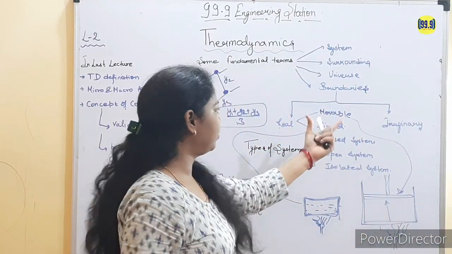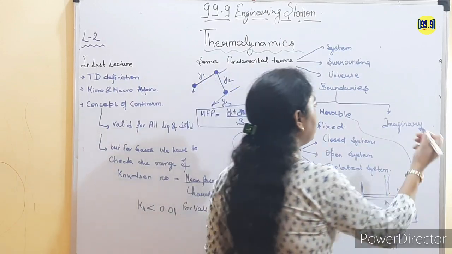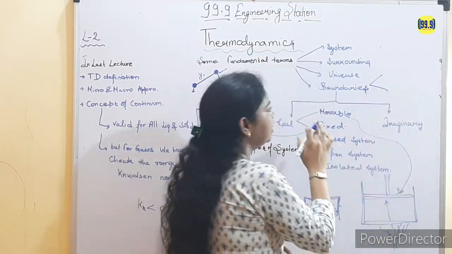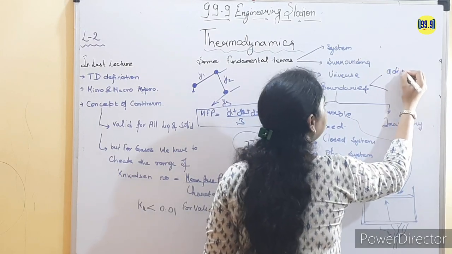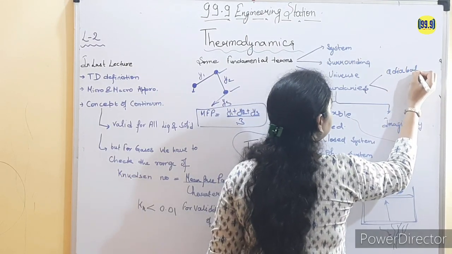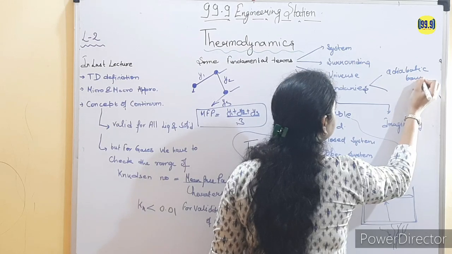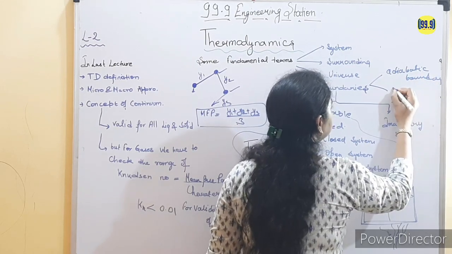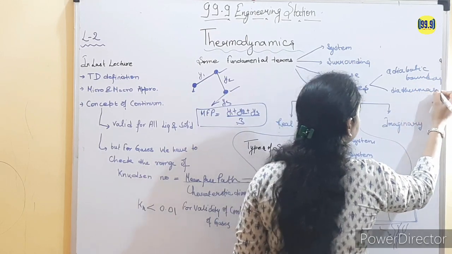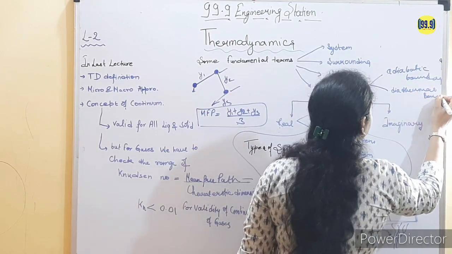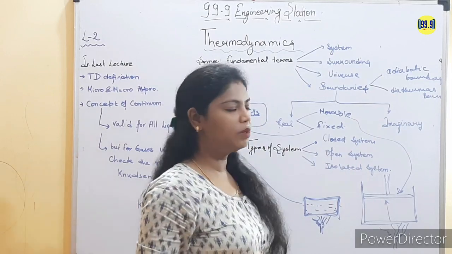So this is the first type of classification. If we talk about the second type, that is classification based upon heat, the first is the adiabatic boundary and the second one is the diathermal boundary. So what is an adiabatic boundary and a diathermal boundary?